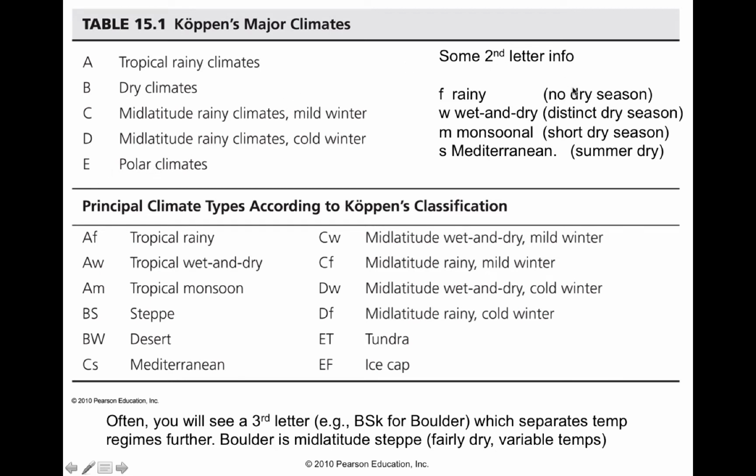Second letter in the climate scheme, F typically means rainy. There's no distinct dry season. W, wet and dry, means there's definitely a distinct wet and a distinct dry season. M means monsoonal, where the dry season is very short. S means Mediterranean, where the summer's dry and the winter's somewhat more wet. Again, we'll get into each one of these as we need to. For me, it's not as important that you know the lettering schemes, it's that you know the mechanisms that cause the climates we're going to look at.